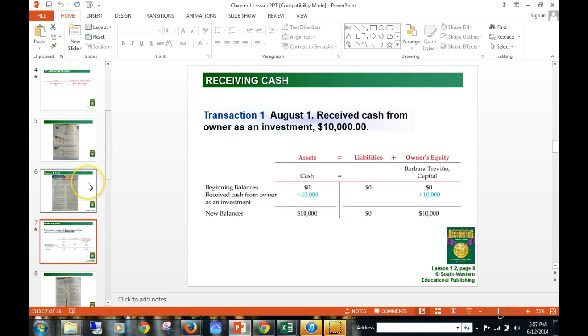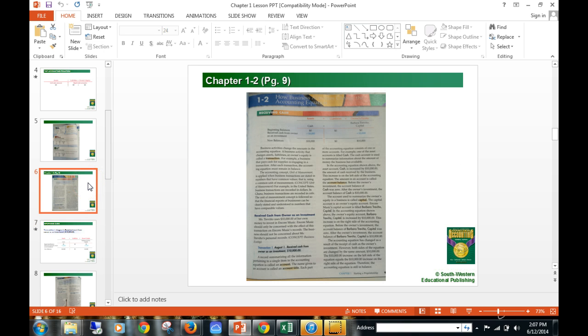Okay? So let me go back, and we're still on page 9 here. And that kind of summarizes the rest of this section. I want you to read this section here. The account balance, there's always going to be an account balance for each account. So most of the time when we start a business, there's going to be a balance of zero. There's zero cash. There's zero owner's equity. There's zero liabilities. There's 0, 0, 0.